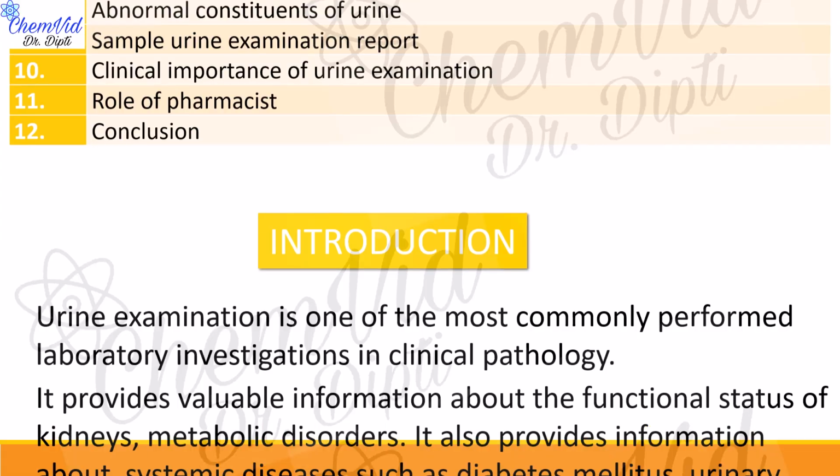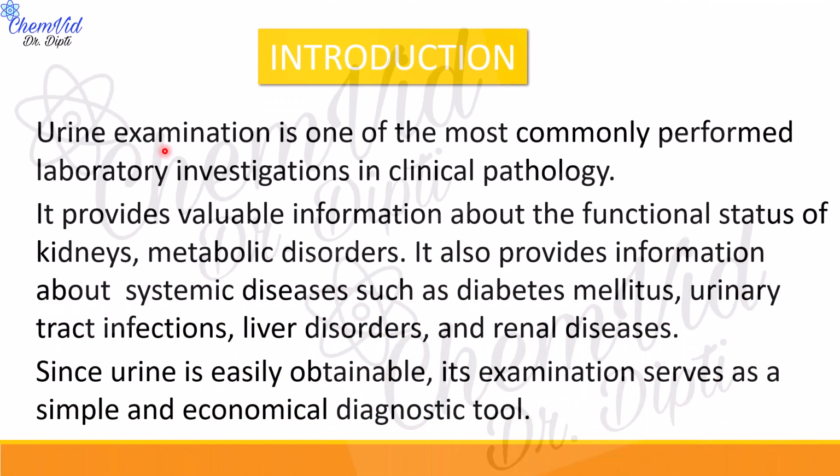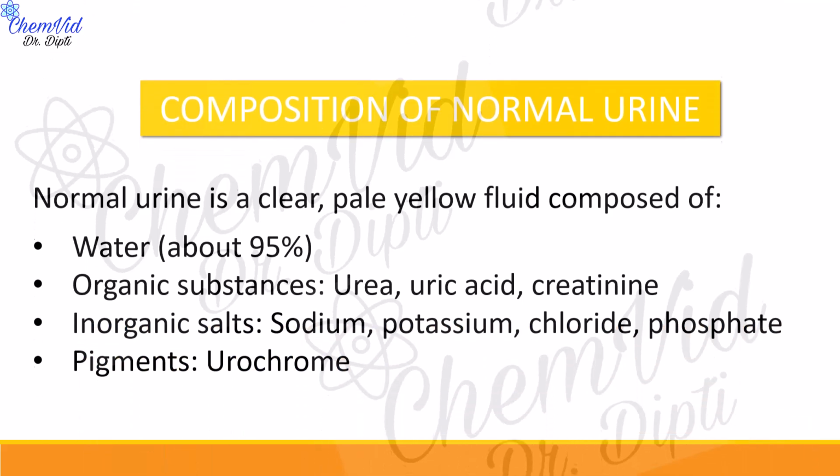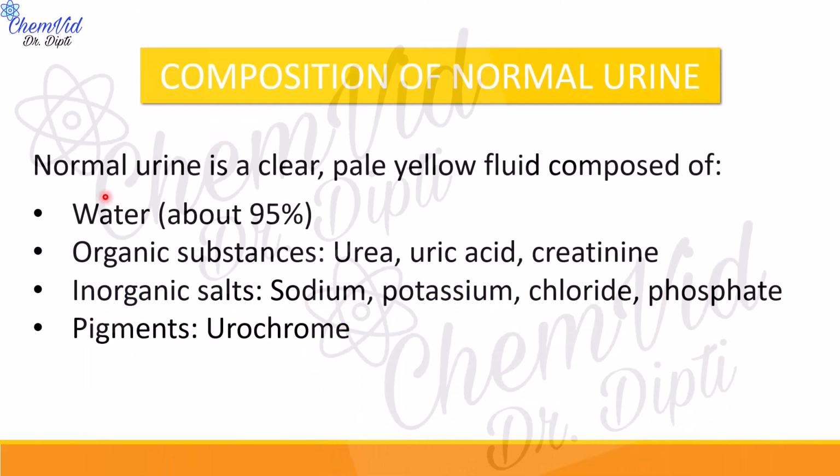So in the introduction part, first you can write that urine examination provides valuable information about the functional status of the kidneys, that is, whether there are any disorders in the kidney or not. Then comes the composition of normal urine. The normal urine is clear and it comprises water, organic substances, inorganic salts, and pigments.